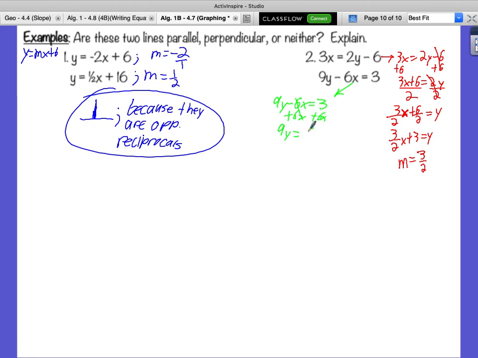9y is equal to 6x plus 3. So now, Tony, what do we do? Divide by 9. There you go.